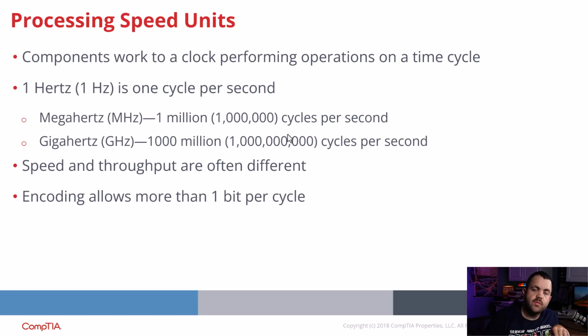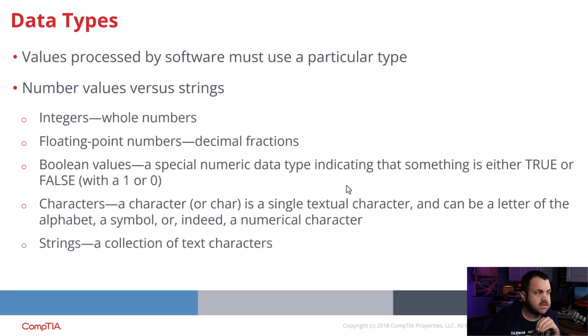When it comes to our throughput, that's going to be our bits per second. When it comes to storage, that is going to be our megabyte, gigabyte, terabyte, things like that. Okay, so hopefully that makes sense.